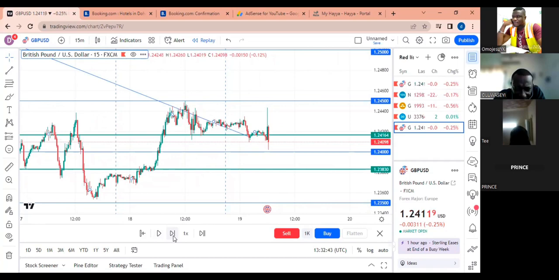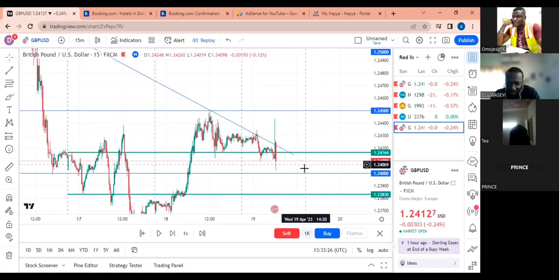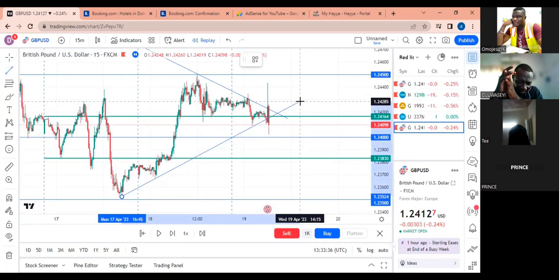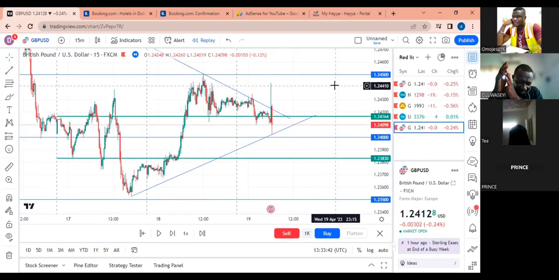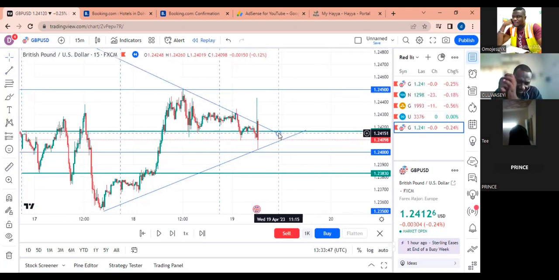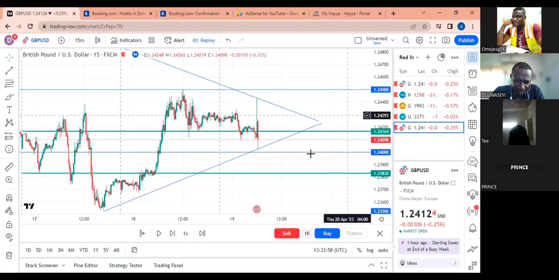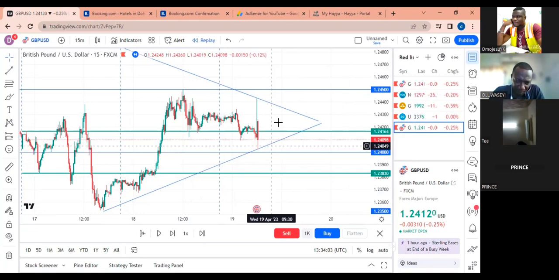If I'm to take this trade, I have a trend line coming from the low here, connecting this point, connecting here. We'll keep adjusting our trend line as the market is moving. So we have this. If I'm to take this trade, we have the low of the week here, we have our psychological level here, we have the high of the week here, and then we have our trend line here. We have something like a W pattern here.